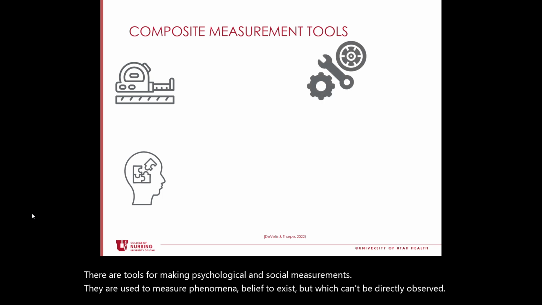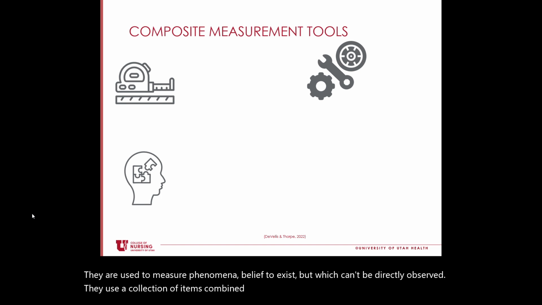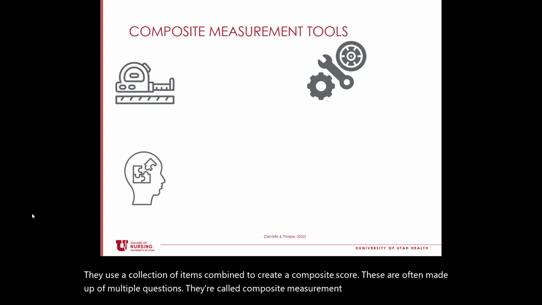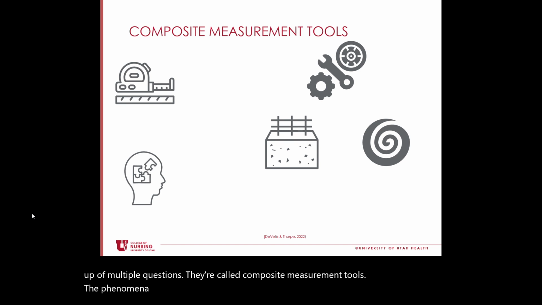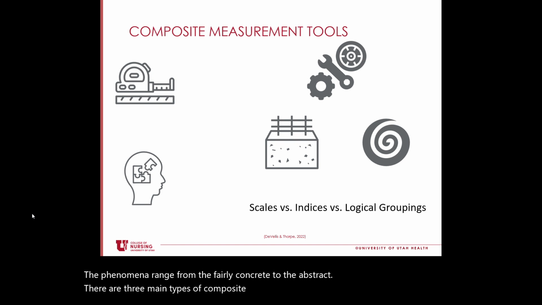They use a collection of items combined to create a composite score. These are often made up of multiple questions. They're called composite measurement tools. The phenomena range from the fairly concrete to the abstract. There are 3 main types of composite measurement tools: scales, indices, and logical groupings. We'll talk a little about each one.